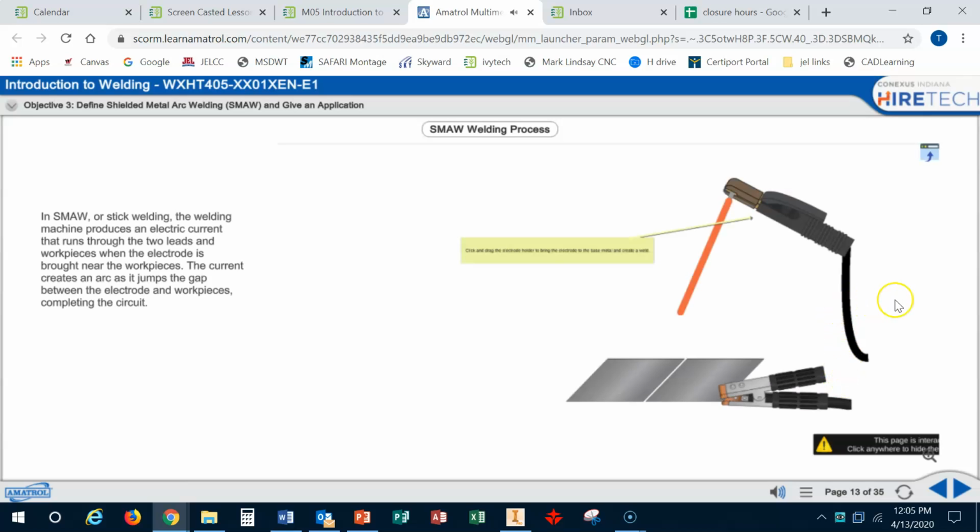In SMAW or stick welding, the welding machine produces an electric current that runs through the 2 leads and workpieces when the electrode is brought near the workpieces. The current creates an arc as it jumps the gap between the electrode and workpieces, completing the circuit. The arc produces a temperature of about 3,593 degrees Celsius, or 6,500 degrees Fahrenheit, at the tip. The heat produced melts the workpieces to join them together.